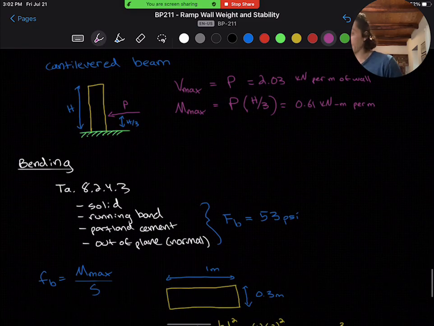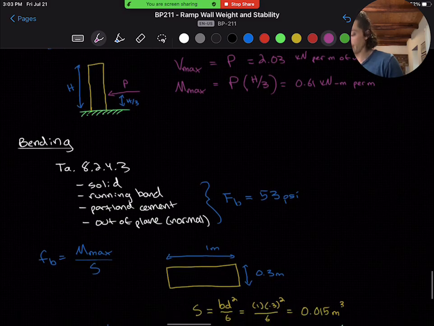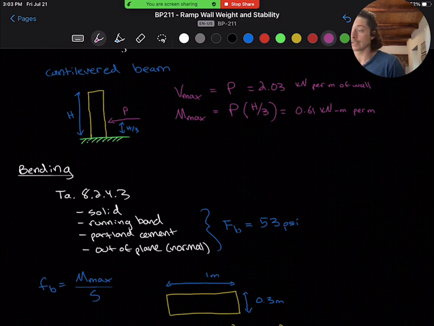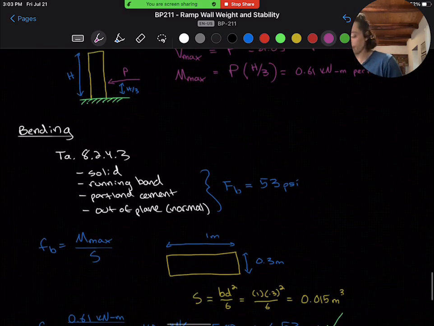To calculate our actual bending stress, we'll need to divide our maximum moment by our section modulus. So the section is illustrated in the figure where B is the width of the wall taken as 1 meter because we're doing this per 1 meter of wall, and D is the actual depth of the wall of 30 centimeters or 0.3 meters, giving us a section modulus of 0.15 cubic meters.